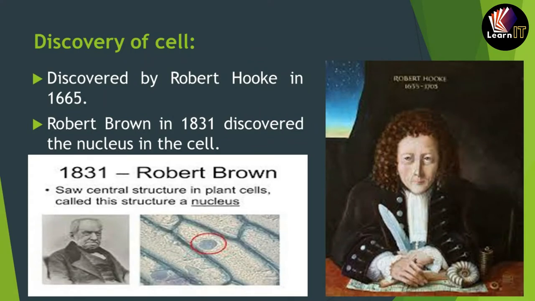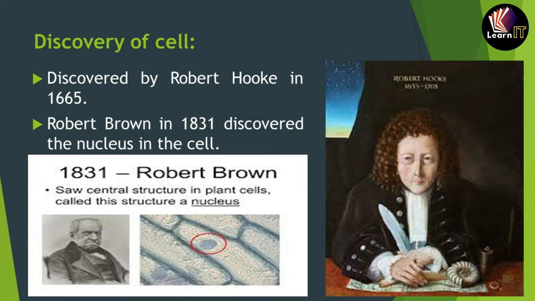Now, who discovered it first of all? The cell was discovered by a scientist named Robert Hooke in 1665. The photograph on the right side is of Robert Hooke. The second photograph, in which 1831 is written, is of Robert Brown. He discovered the nucleus in the cell, which is the dark portion with the red circle around it, known as the nucleus of the cell.